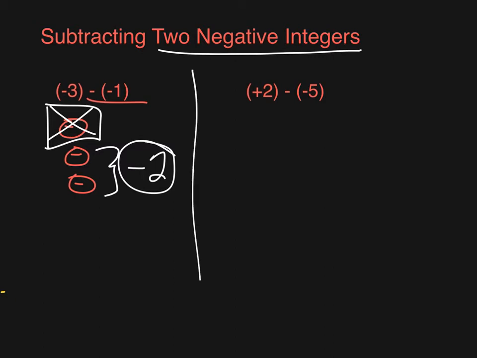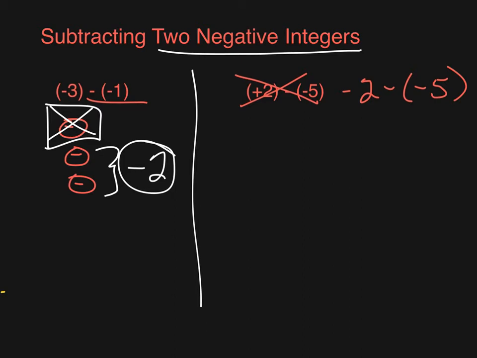Next example starts with, it looks like I made a little error here. So I'm going to go ahead and fix that. This should be, whoops, I almost did it again. Sorry about that. So this should actually read -2 minus -5. I apologize for the confusion.